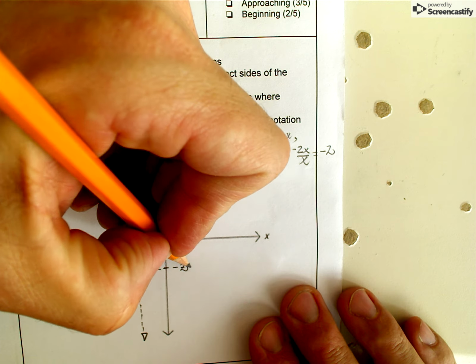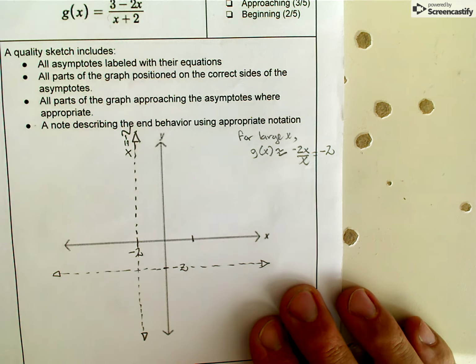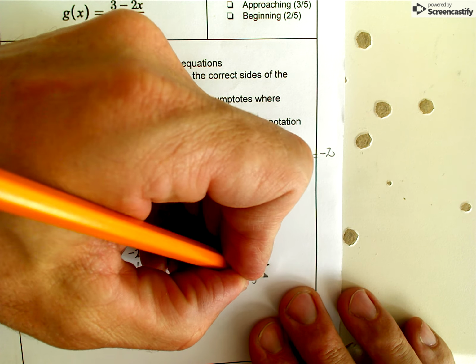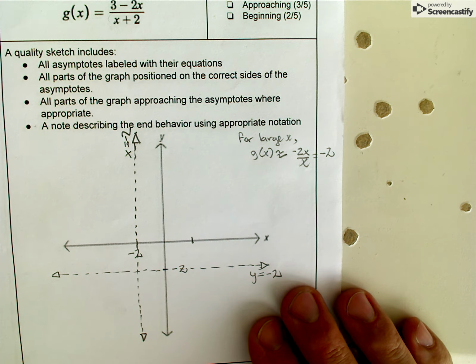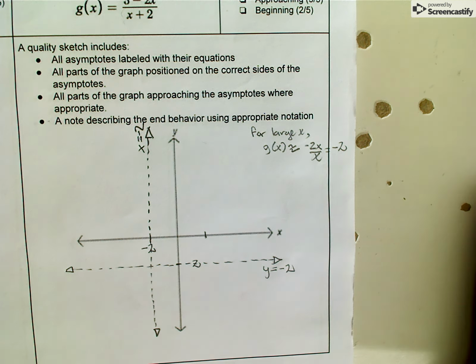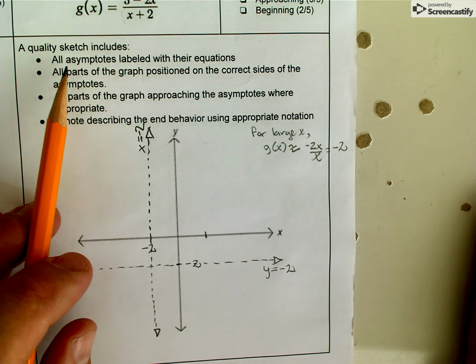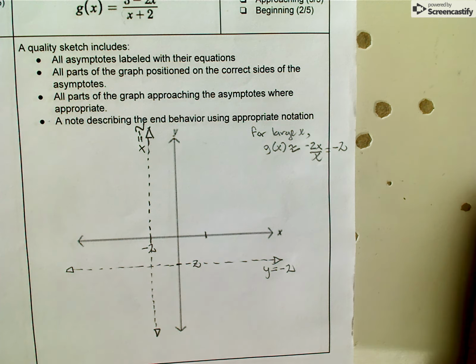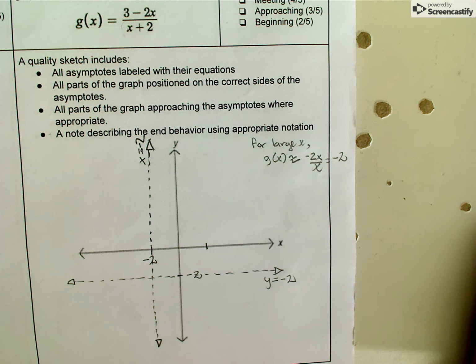So I draw a horizontal line, dotted line, and I was told to label it with the equation. There it is, y equals -2. All right, so there are my asymptotes, and that's really the first step. All asymptotes labeled with their equations, done. You might take a moment just to confirm that you like those values for your vertical asymptote and your horizontal asymptote.